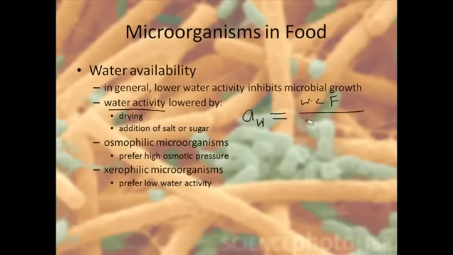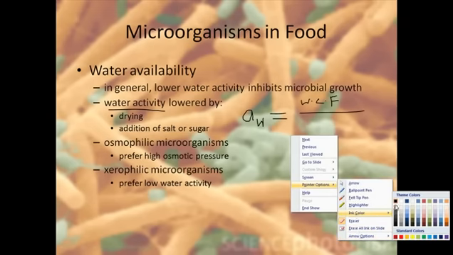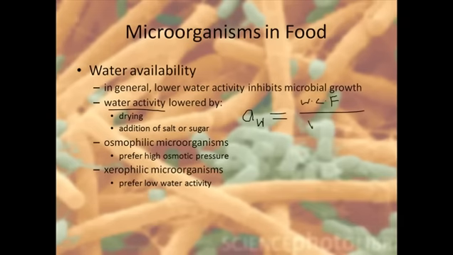Let me erase this. Okay, so the water content of the atmosphere. So atmospheric water content, and this is the water content of the food, divided by the atmospheric water content, will be the water activity of that food. So normally bacteria will need a water activity of almost 1 to 0.98 and like that, and some molds have a slightly lower water activity, like 0.76 to 0.60.